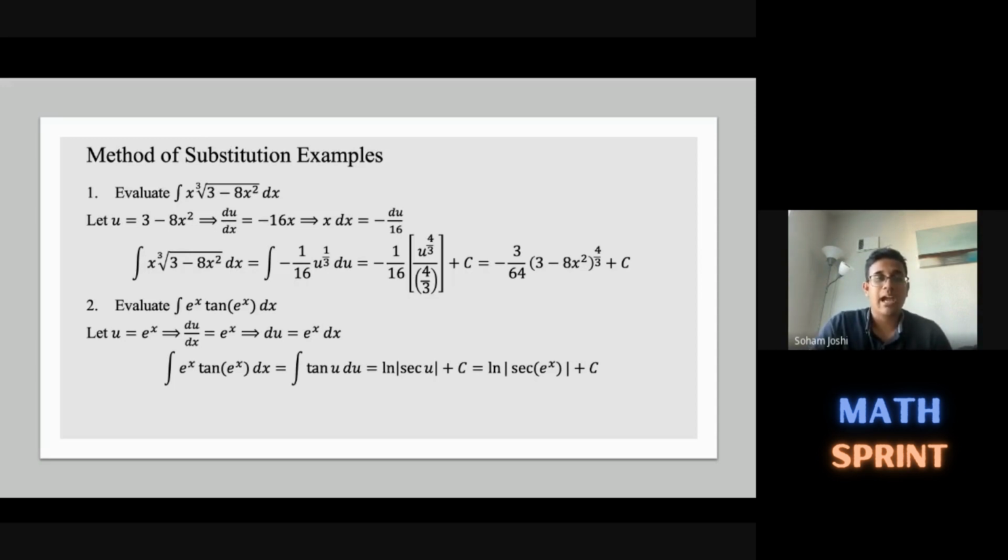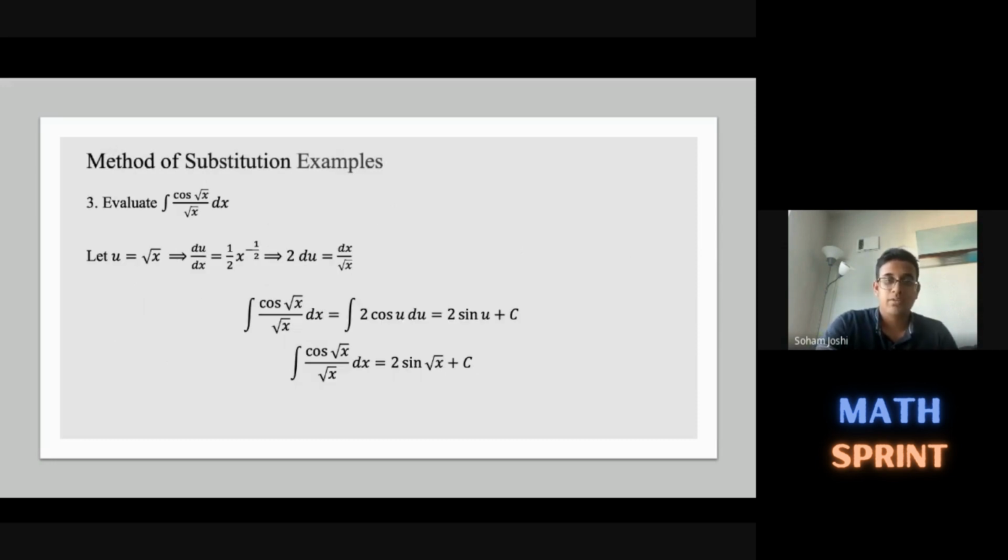Now, how did I decide in both of these problems to make u as 3 minus 8x squared or u as e to the power of x? Here it gets a bit more intuitive. With problem solving experience, I am able to use these sorts of internal methods in my mind to figure out which is the best form of substitution that will most easily work for me.